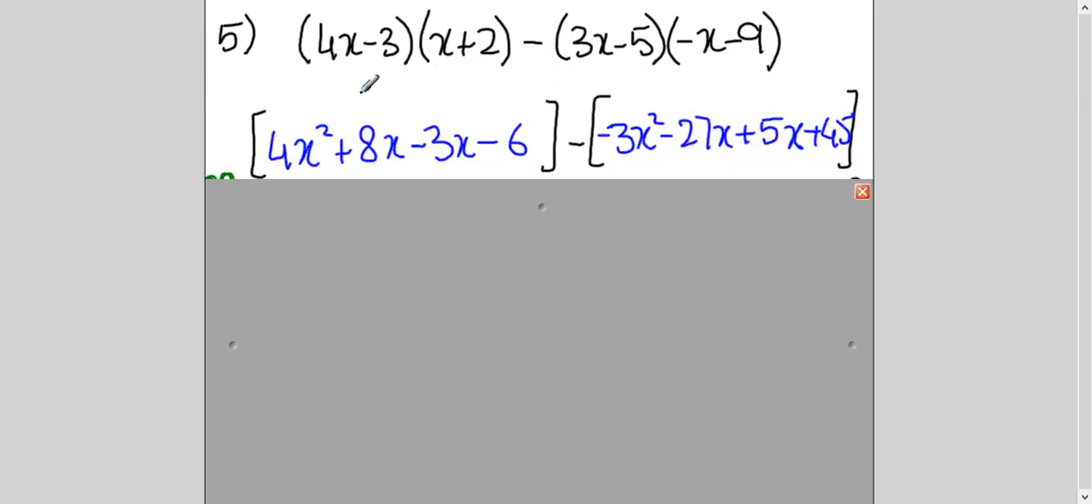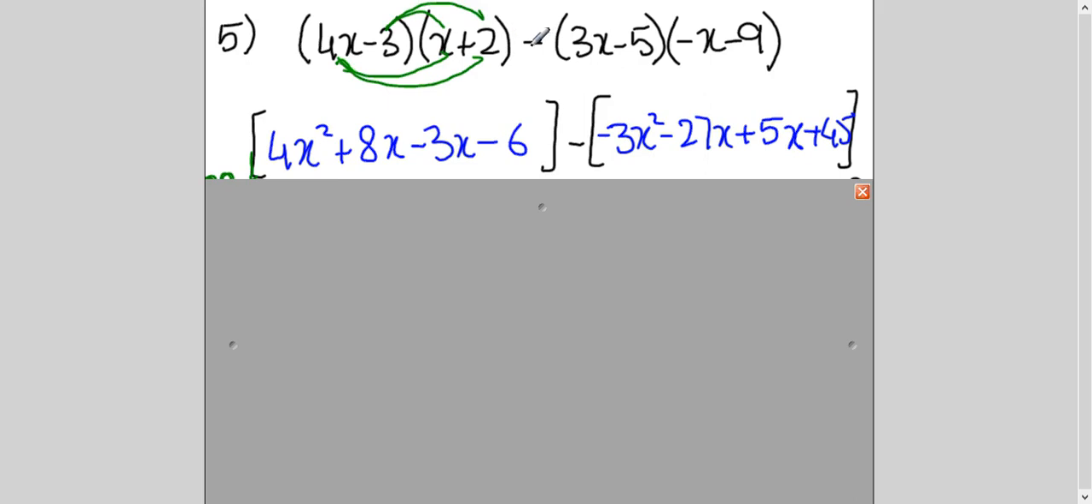So exactly the way I have done multiplication in the previous examples, 4x multiplied by x is 4x squared. And you see I have put a big bracket here now because I am removing these two brackets and bringing it into one term. So I put a bracket. Okay, this whole will be considered as one separate thing. Now 4x multiplied by 2 is plus 8x. Minus 3 multiplied by x, minus 3x. Minus 3 multiplied by 2 is minus 6.